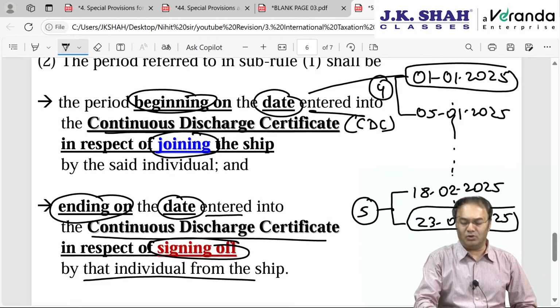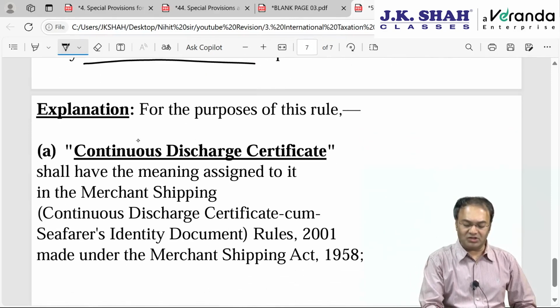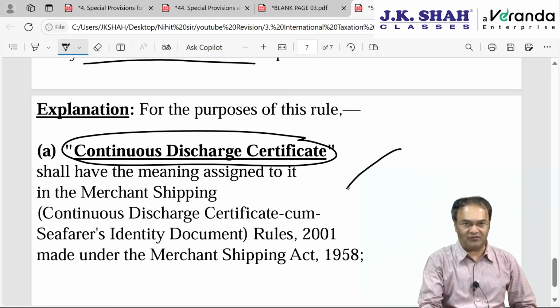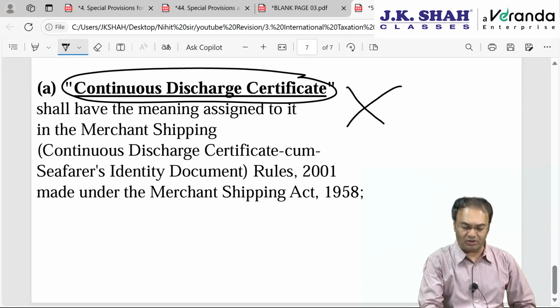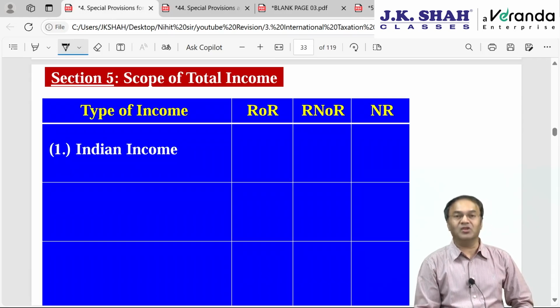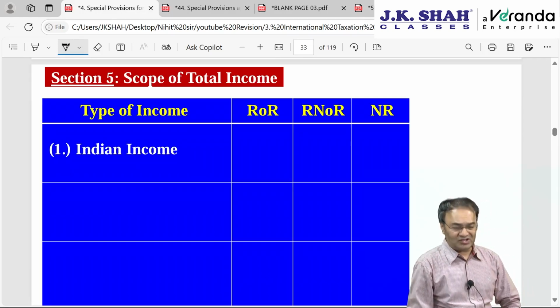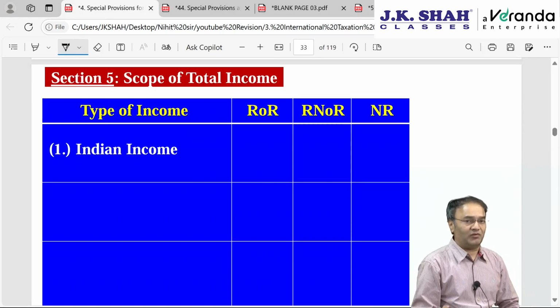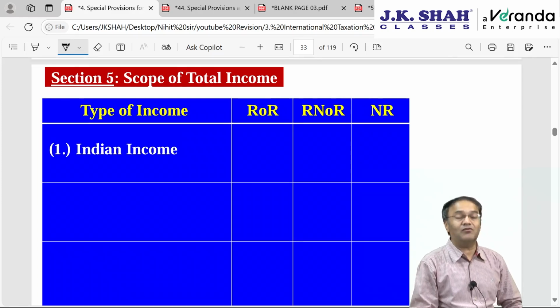Questions have not yet come on rule 126. And what is continuous discharge certificate? That is clarified. That clarification is totally unimportant. Now coming back to this chapter. Now we are done with section 6 entirely except for place of effective management for companies, that too foreign companies.